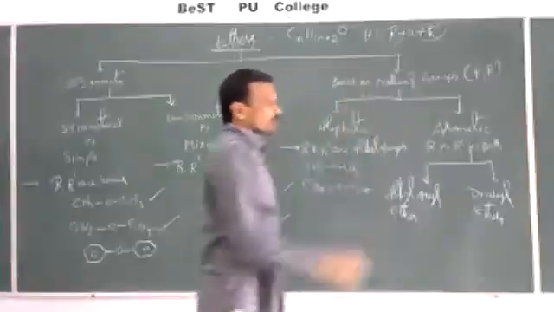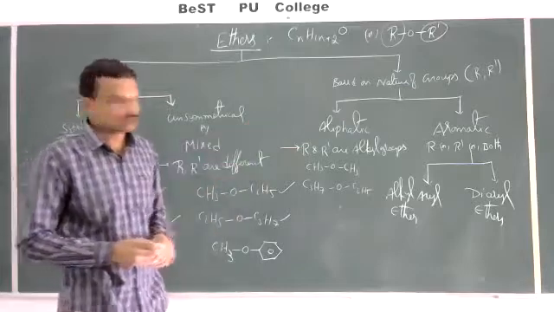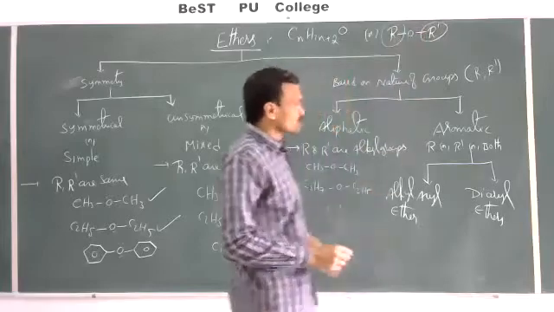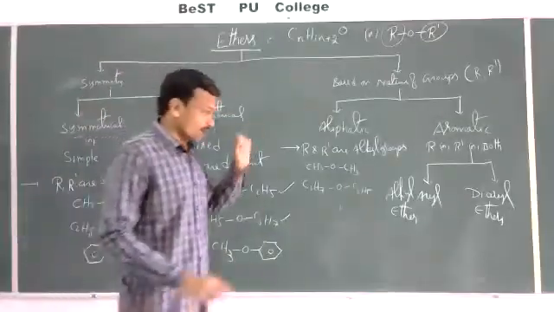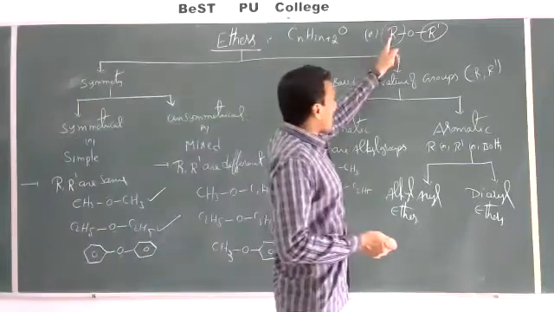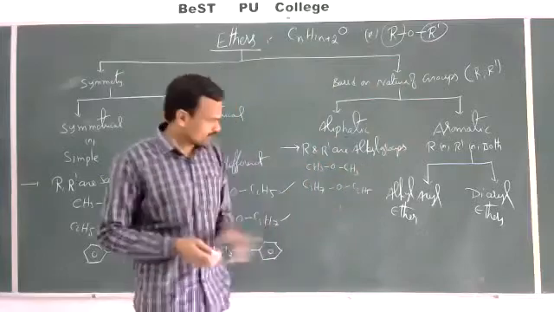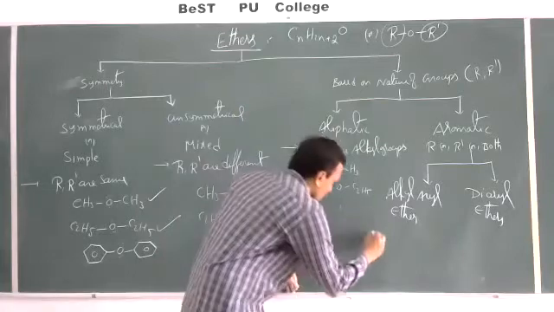Either one or both are aryl groups, then they are called aromatic ethers. So R, otherwise R dash, otherwise both are aryl groups, then it is called aromatic ethers. Now in that, out of this R and R dash, one is alkyl group and one is aryl group, that is called alkyl aryl ethers.